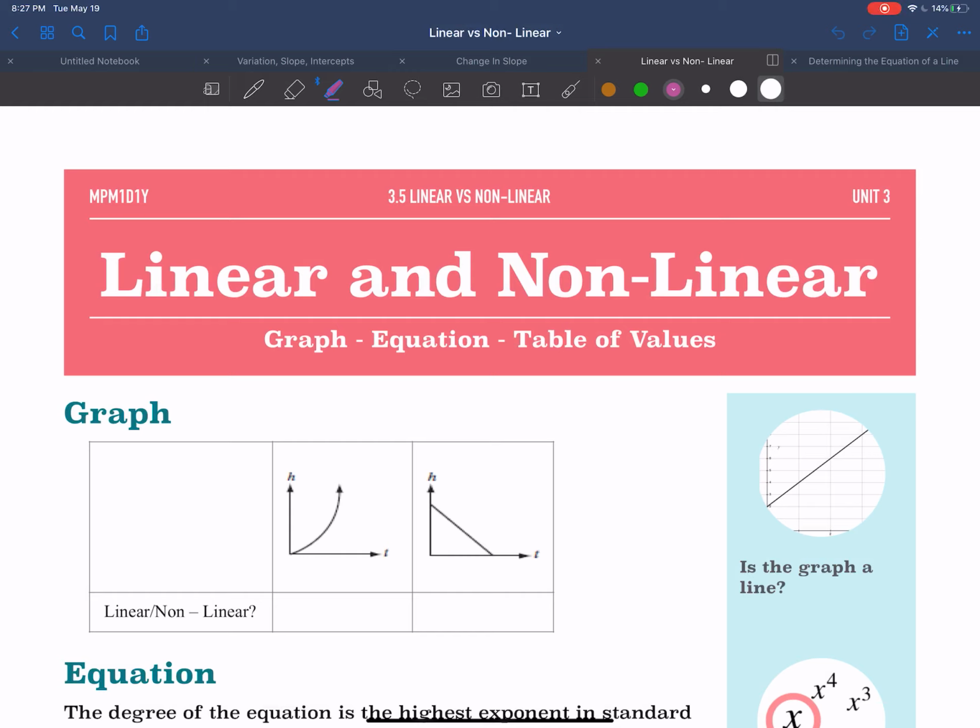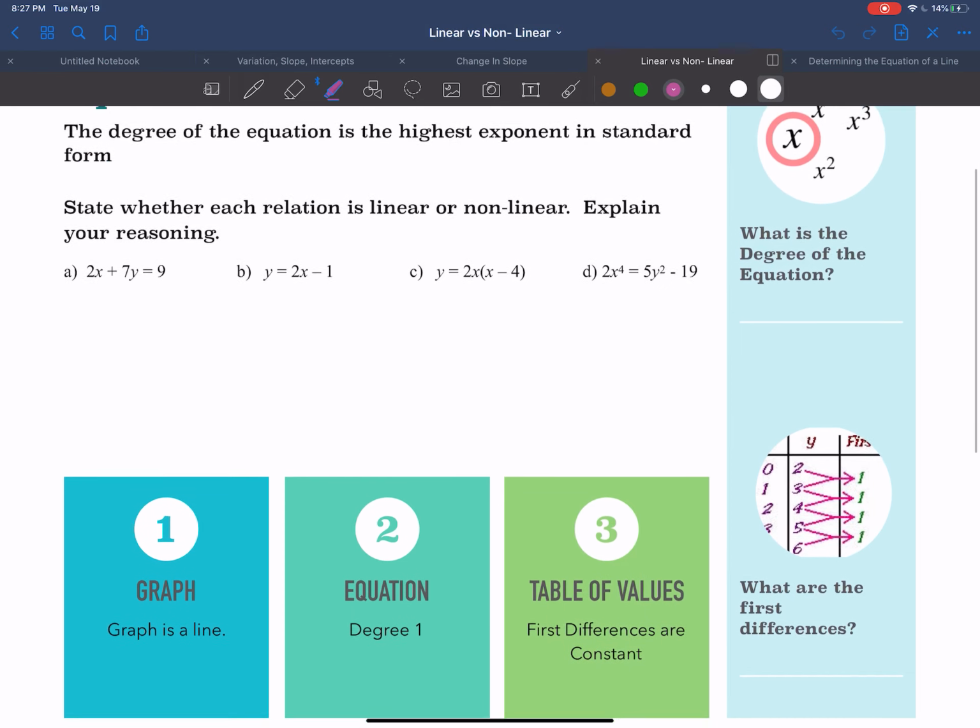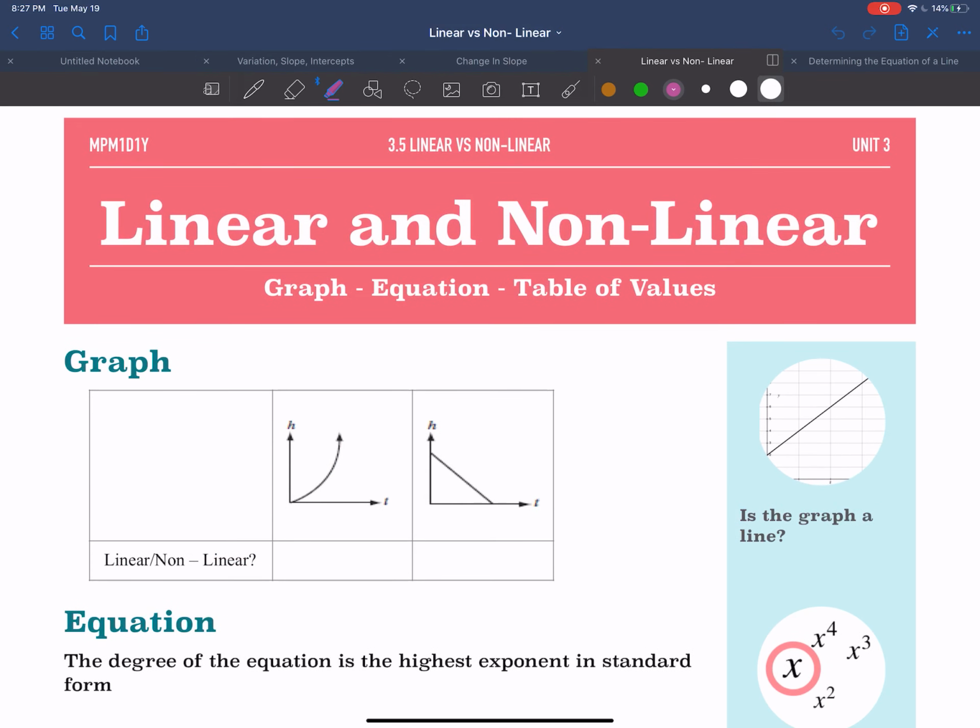Okay, so we got a quick one here. It's linear versus non-linear. And we're going to look at three different ways: a graph, equation, and a table of values. So in a graph, very easy to see. A line is linear. Anything that's not a line is non-linear.